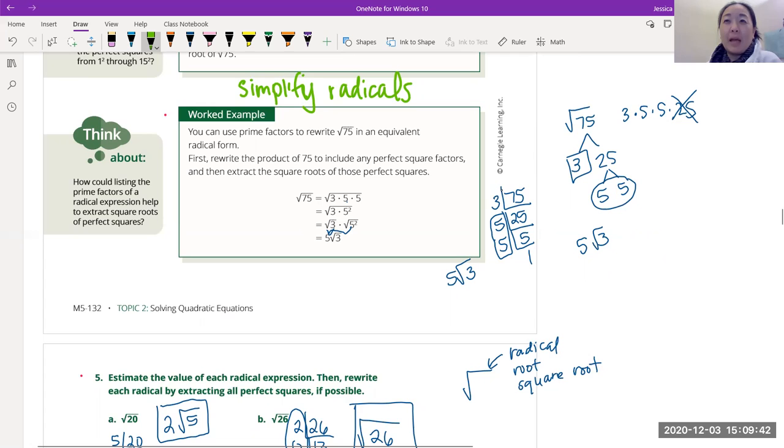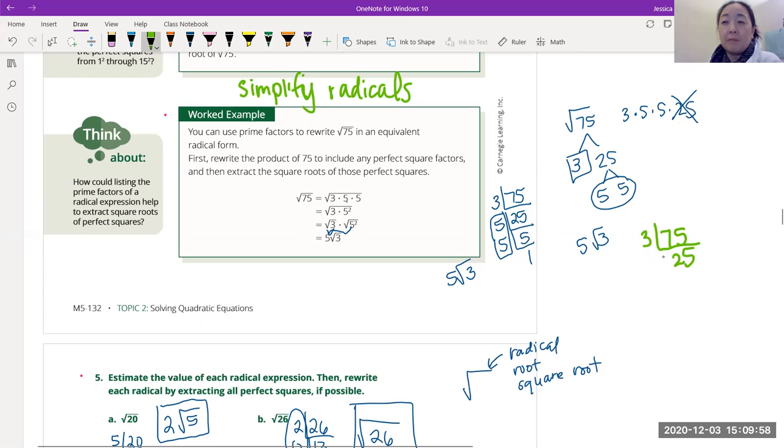So I'm going to just put it right here. So here's 75. We're going to do like an upside down division, right? So what goes into 75? Like 3 goes in there. We're always looking for prime numbers. So 3 goes into 75 25 times.